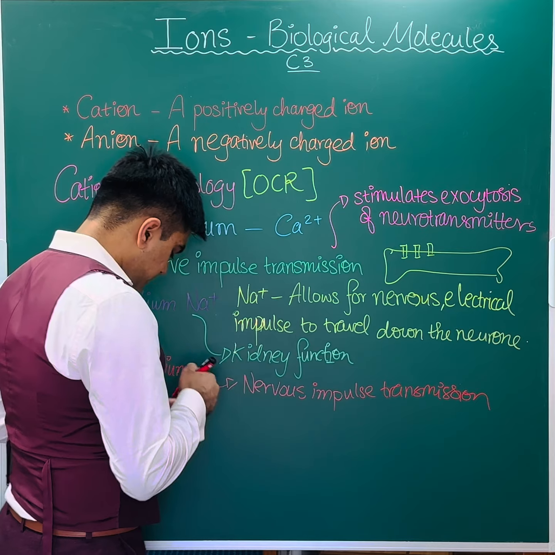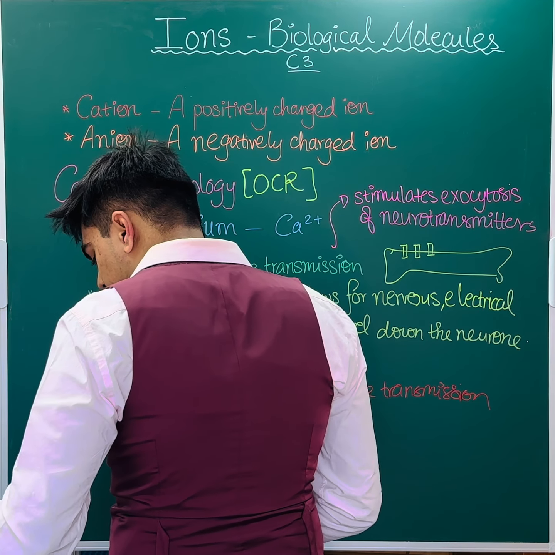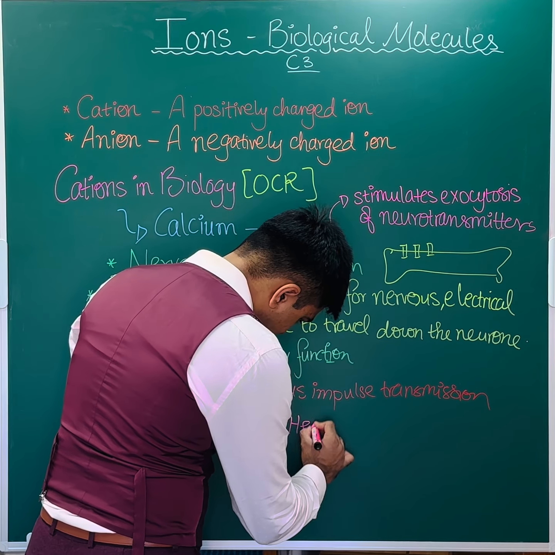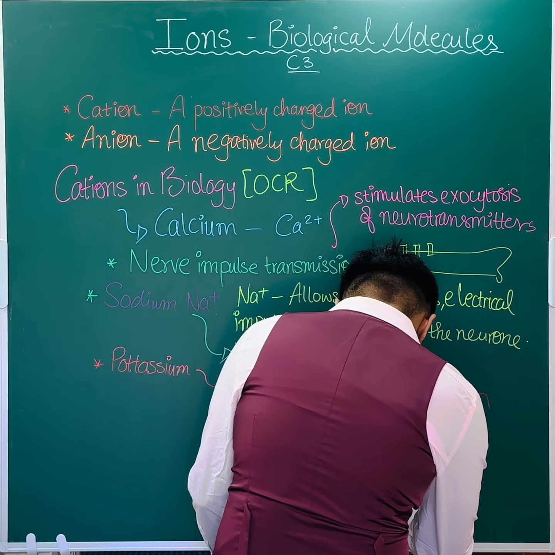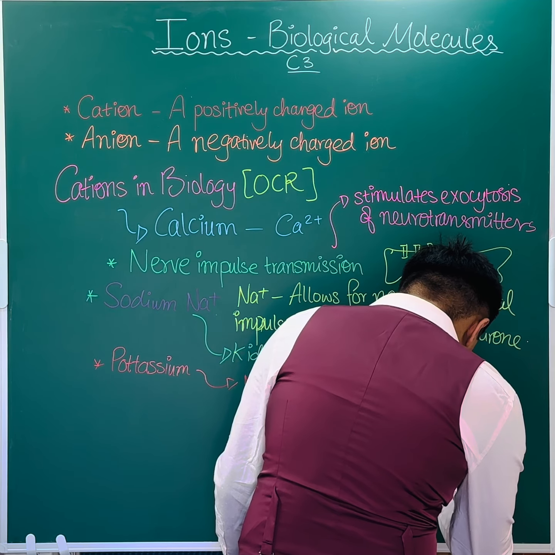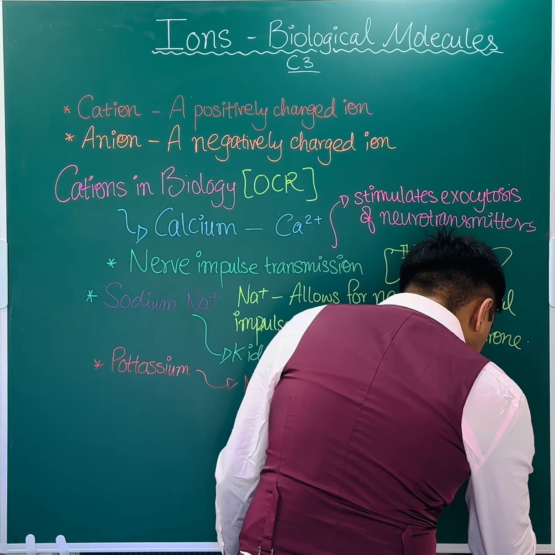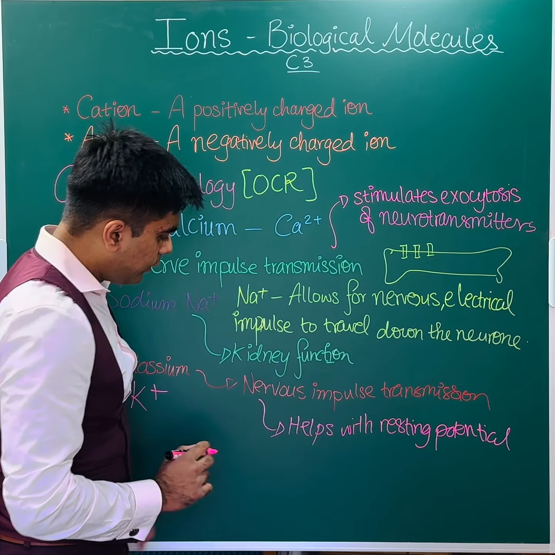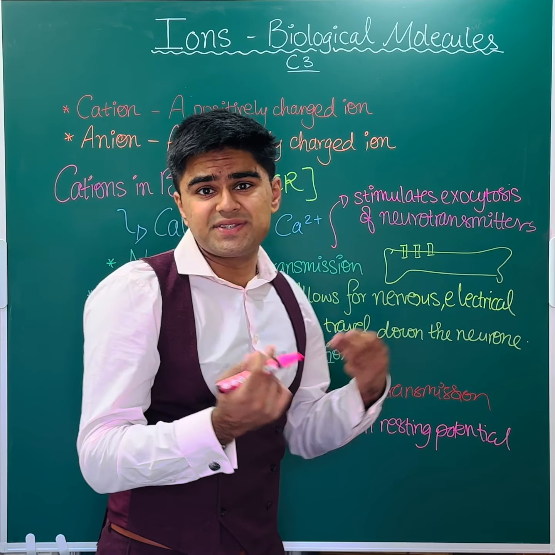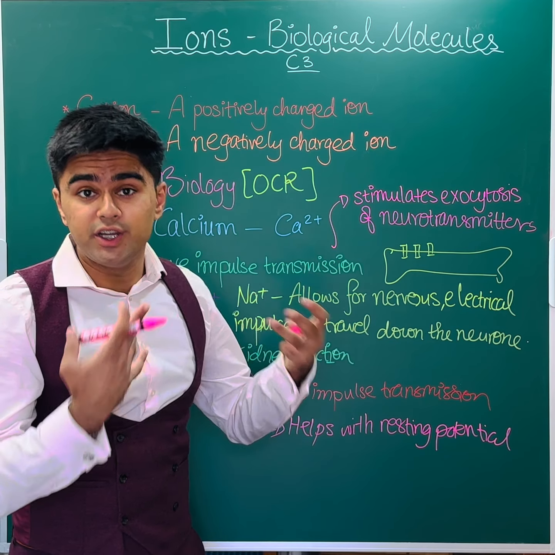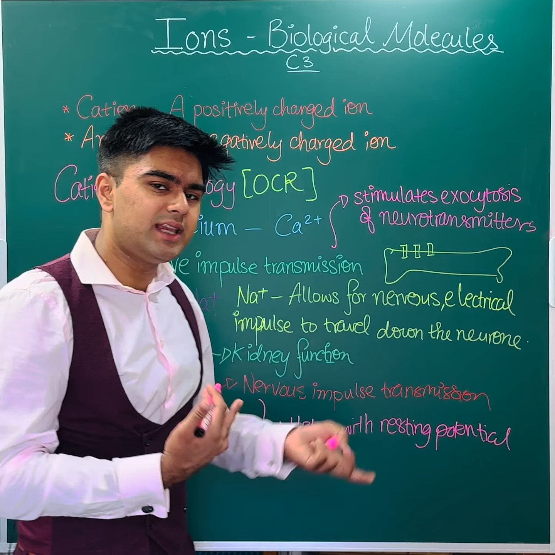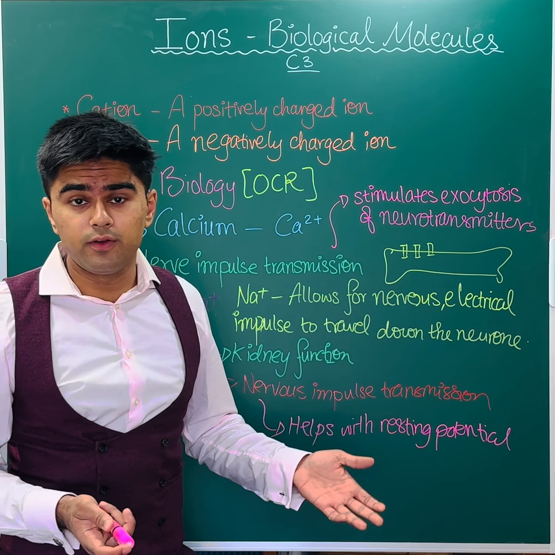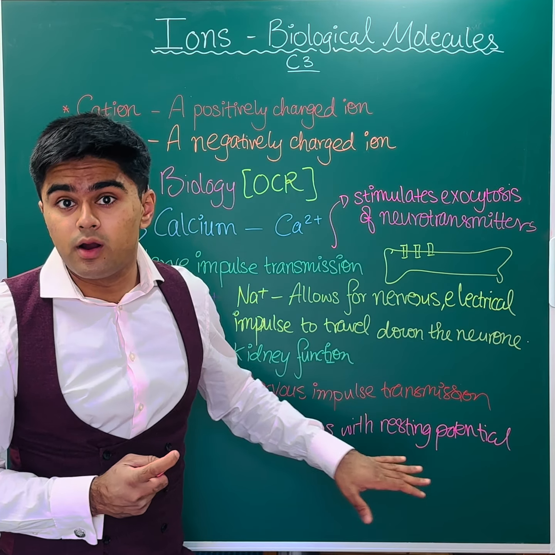And if you want to be a bit more extra and go into more depth in your exam questions, you can say it helps with resting potential. So your potassium, K+, helps to maintain a resting potential, which is negative in your cell, for example, in a neuron. But that's something that's quite extra. You're unlikely to get marks in year 12 for this, but in your actual A-levels, this can sometimes afford a mark for you. So that's something that could be worth mentioning.